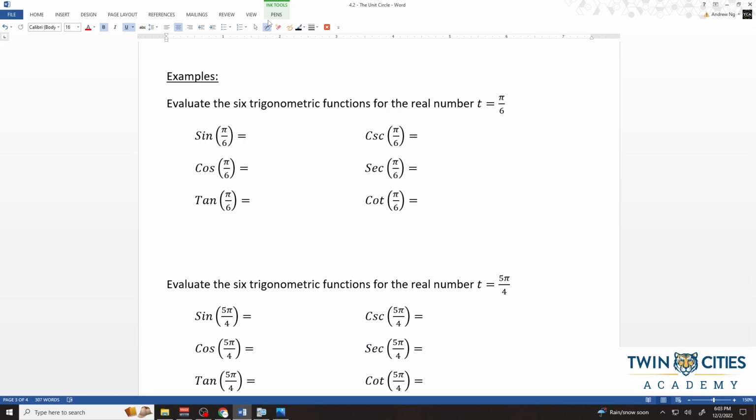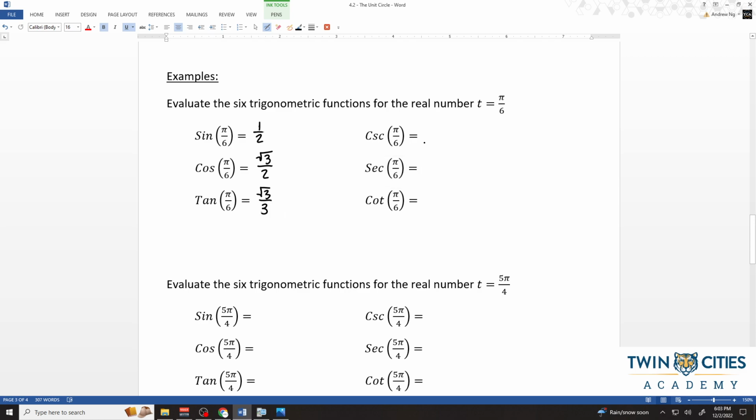Let's see, we said the sine is 1/2. The cosine was square root of 3 over 2. And the tangent is square root of 3 over 3. Okay, so then the sine of pi over 6 is 1/2. Cosine of pi over 6 is square root of 3 over 2. The tangent of pi over 6 is square root of 3 over 3. To find the cosecant, secant, and cotangent, we're going to do the reciprocals of sine, cosine, and tangent, respectively.